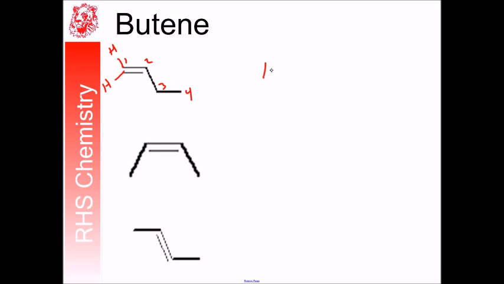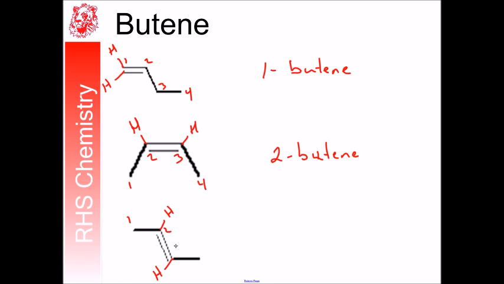This would be 1-butene. Here we'd have a hydrogen hiding there and another one right there. This would be 1, 2, 3, 4. This is 2-butene. And this one, hydrogen there, 2, 3, 4. This is also 2-butene.